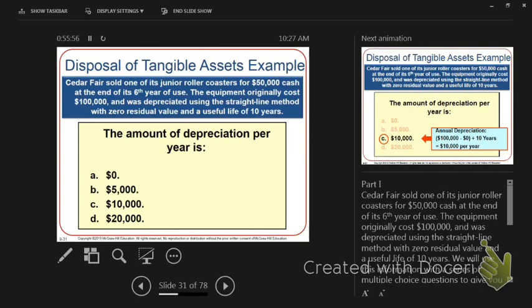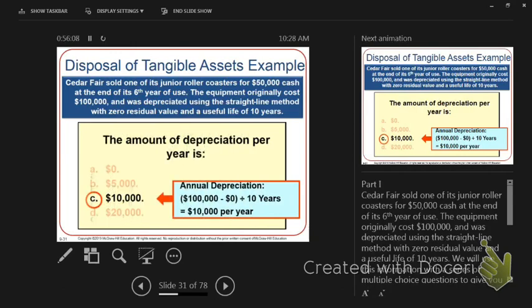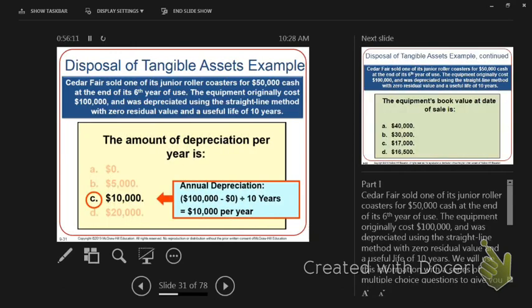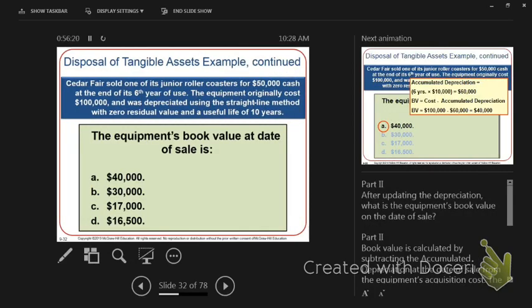Has everybody got a number? It shouldn't need a calculator. All right, what's my number? 10,000. 100,000 minus 0 divided by 10. They're all easy math problems, okay? So that's why I said you shouldn't need a calculator. All right, next question. We sold it for 50,000. So now the question is, what is the book value at the date of the sale? It doesn't matter what we sold it for, ignore that. The cost was 100,000. We sold it at the end of year 6. What is the book value?